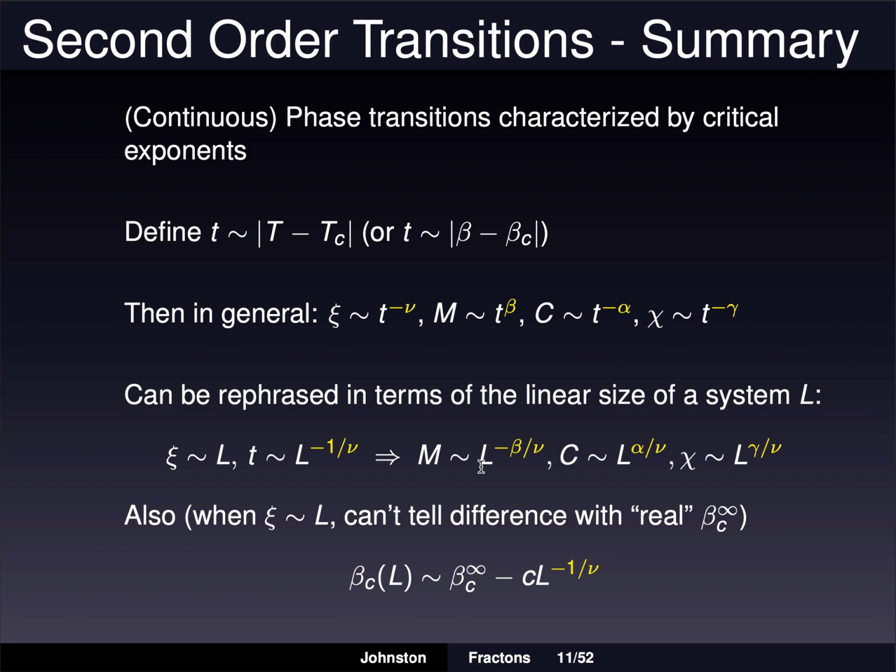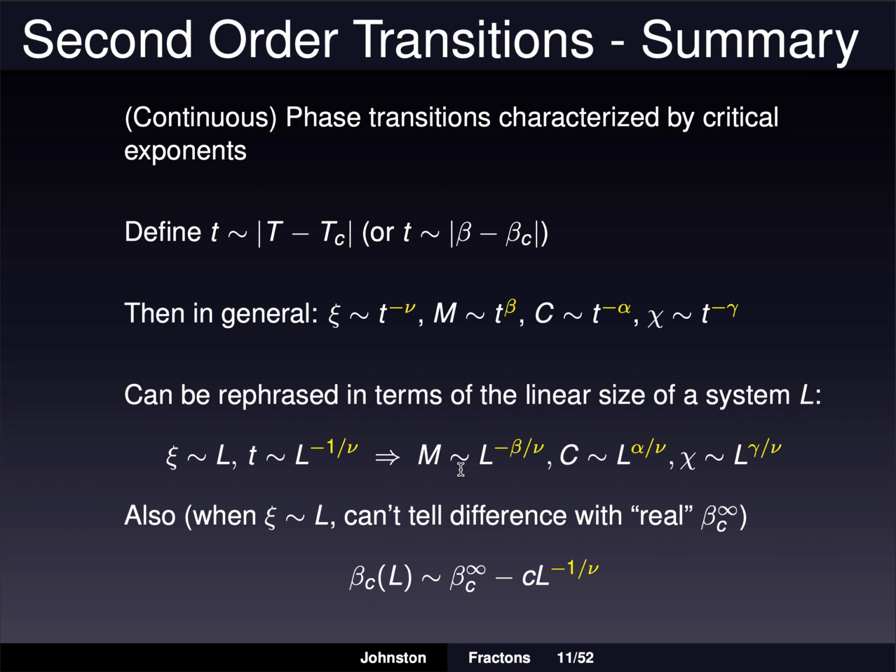So we can see that the magnetization vanishes with this exponent, that the specific heat increases with this exponent, alpha divided by nu, and that the susceptibility also diverges with this exponent, gamma divided by nu. Also, in order to find out what the alpha, the beta, and the gamma are, we need to be able to find out the nu in the first instance, the exponent that characterizes the divergence of the correlation length.